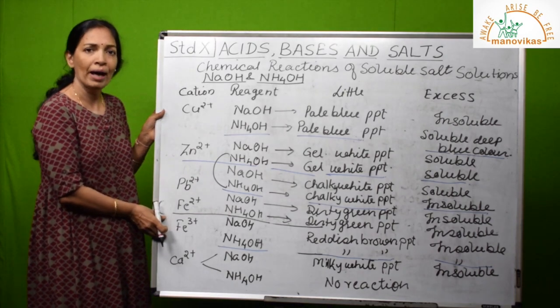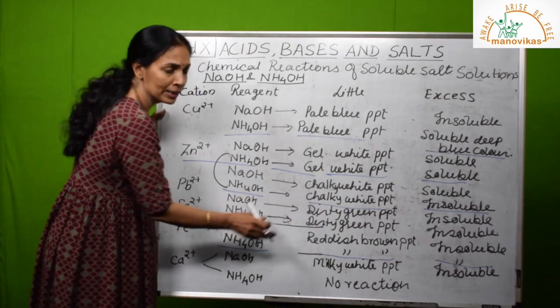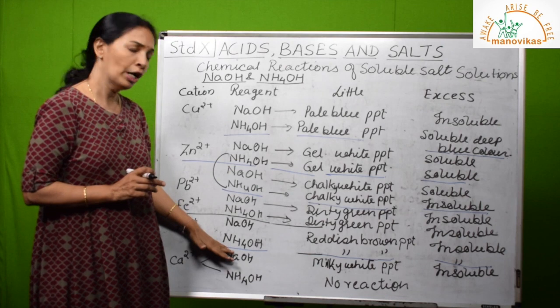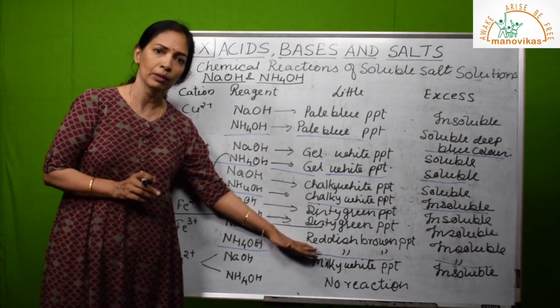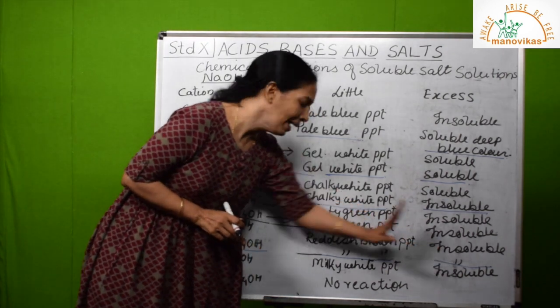Fe3+ ion, ferric ion, with NaOH gives a little reddish brown precipitate which will be insoluble in excess. With ammonium hydroxide also it will give a reddish brown precipitate. In both cases, hydroxide Fe(OH)3 will be formed, and it will be insoluble in excess.